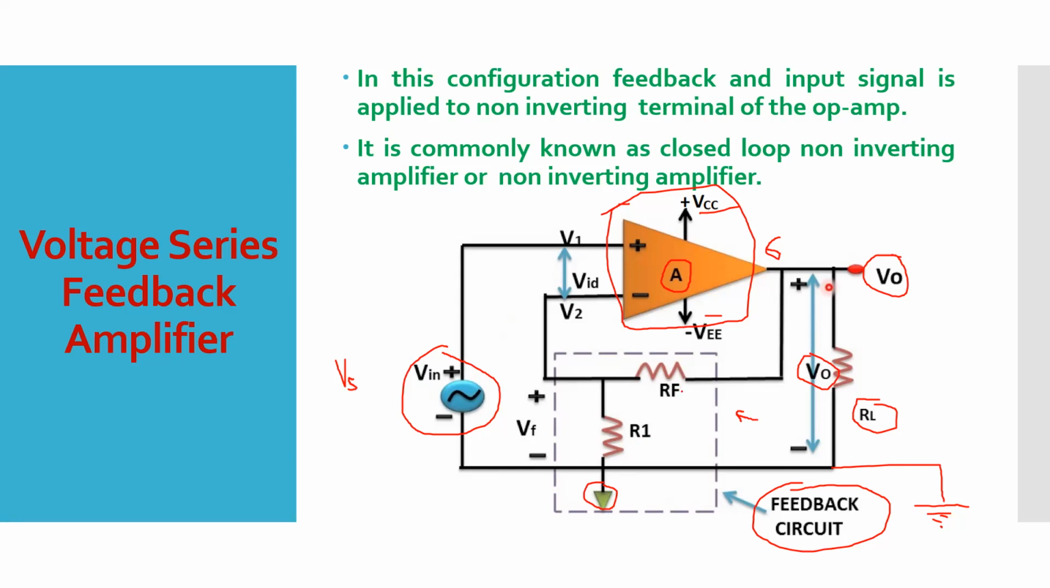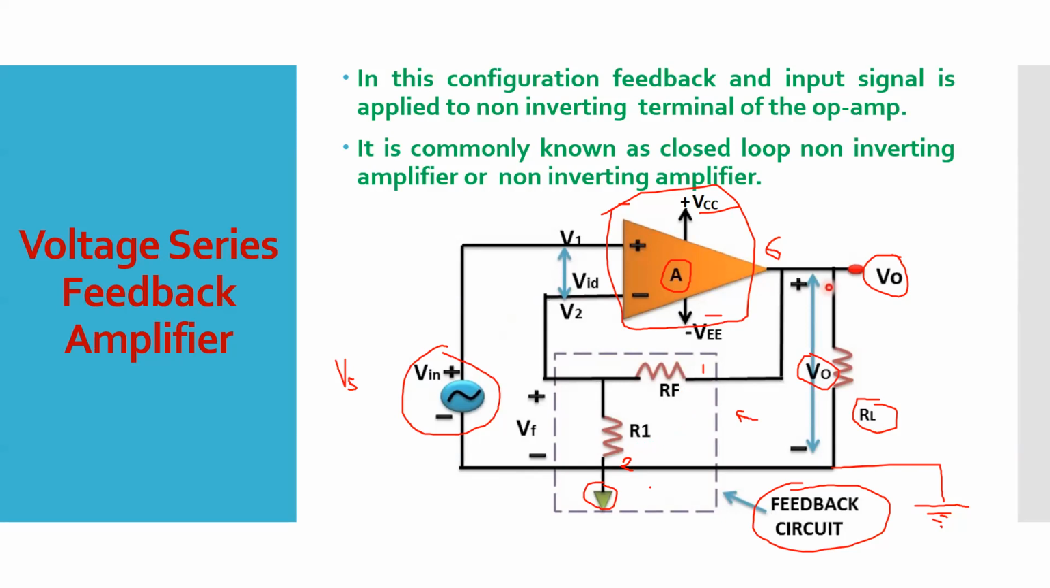In your feedback circuit, let us say this is terminal number 1, and this is terminal number 2. So you are giving your feedback voltage V0 to your feedback circuit between terminal number 1 and 2. Am I right? Are you getting this or not?